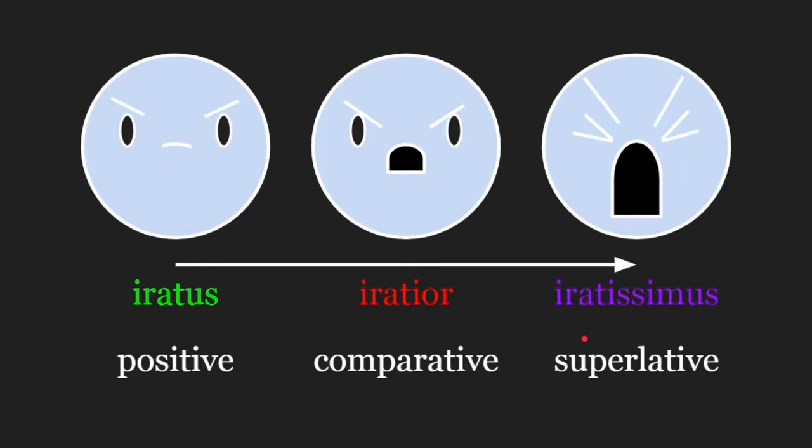Let's use a different one. Let's see if we can find any commonalities between this. So we've turned them from happy to angry. Over here we have iratus, meaning angry, of course. When we compare this one to this one, we look at them and we say this one is angrier, iratior. And then the most extreme edge of angry, we have this guy over here who is iratissimus, the superlative degree, as we go up the scale of angry, angrier, and angriest. Iratus, iratior, iratissimus.